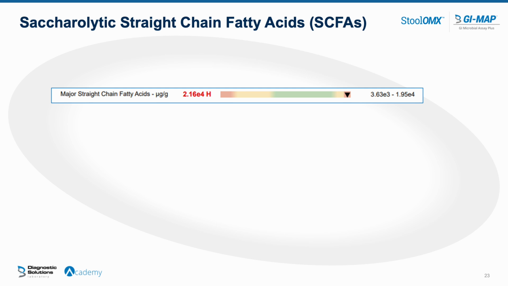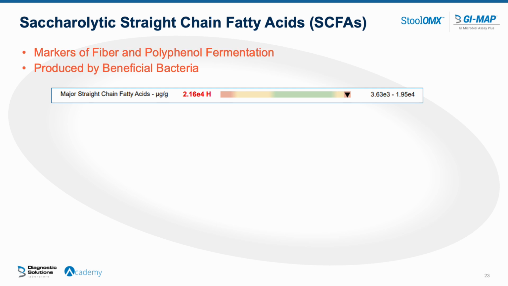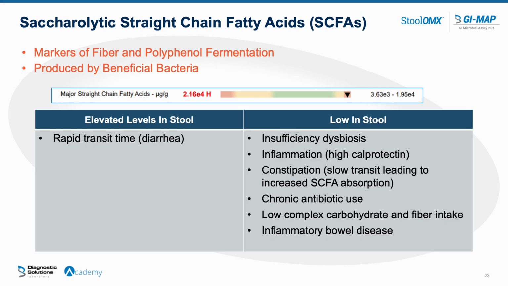Saccharolytic straight-chain fatty acids are markers of fiber and polyphenol fermentation. I've been referring to this as carbohydrate fermentation, and they are also produced by beneficial bacteria. When we see elevated levels in the stool, this is typically correlated with rapid transit time or diarrhea because there's not enough time for the short chain fatty acids to be absorbed.